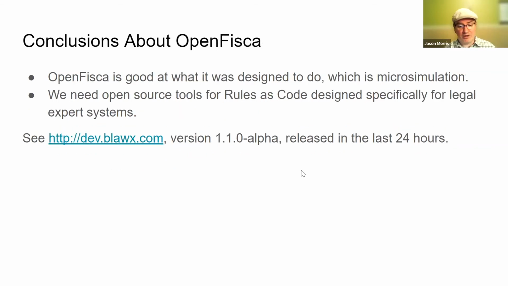So our conclusions about OpenFisca. OpenFisca is very good at the thing that OpenFisca was designed to do, which is microsimulations. If you have a lot of data and you need to calculate them very repeatedly and over periods of time, OpenFisca is good at that. But for the rules as code project more generally, OpenFisca is not the tool that does everything. It's not a Swiss Army knife. It does the thing that it's good at well, and it doesn't do expert systems well. We definitely need to keep working on other alternative approaches for this.